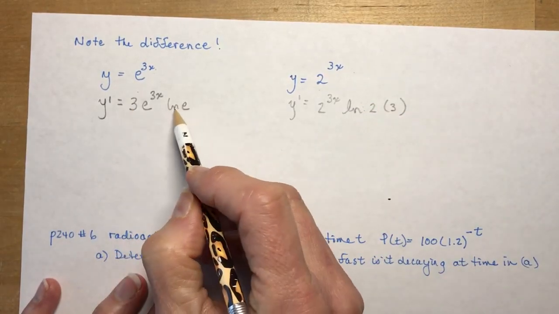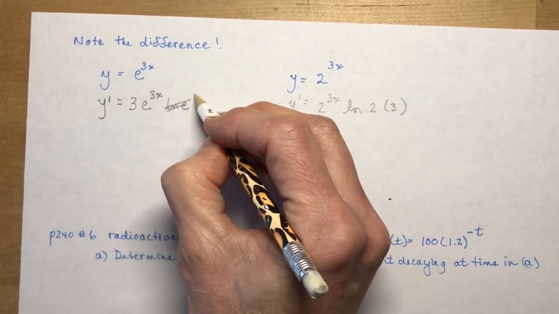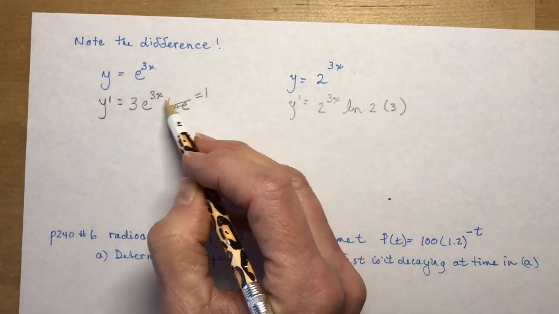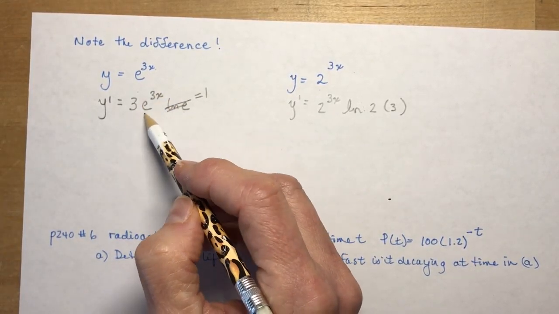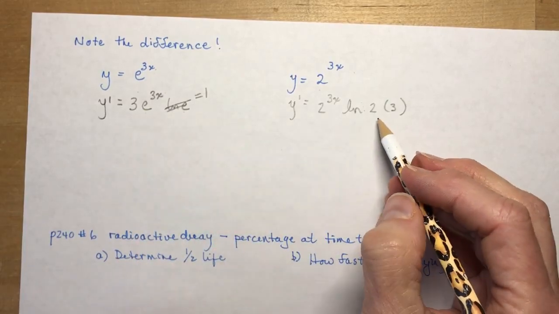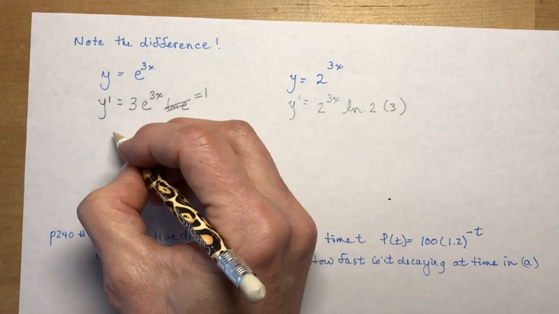And in this case, the ln of e is 1. Right? So this is equal to 1. So that's why e to the 3x, and we know that's a very special one, is just the derivative of itself.